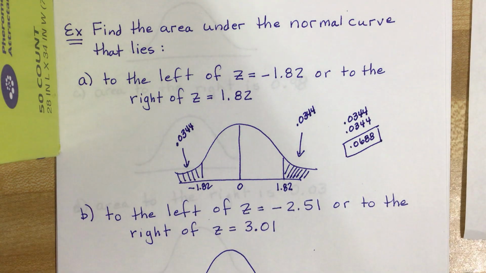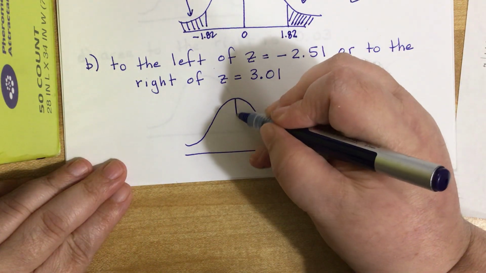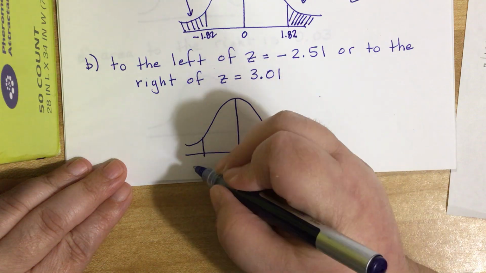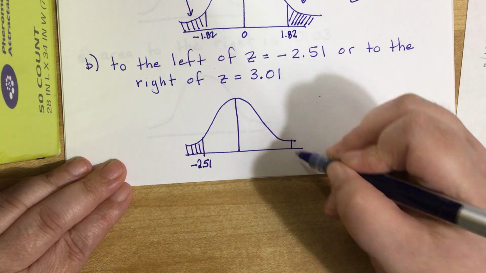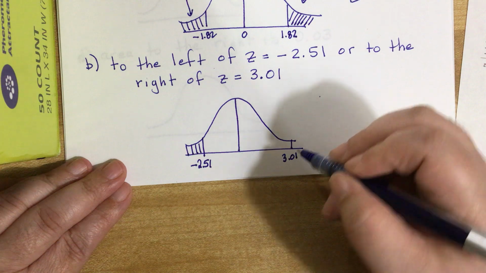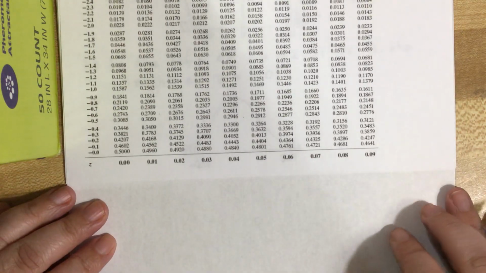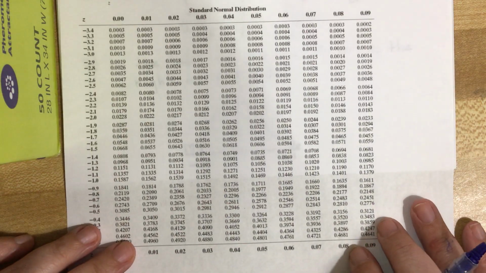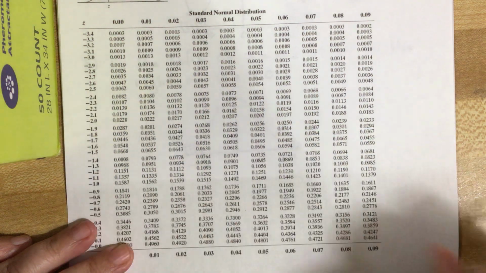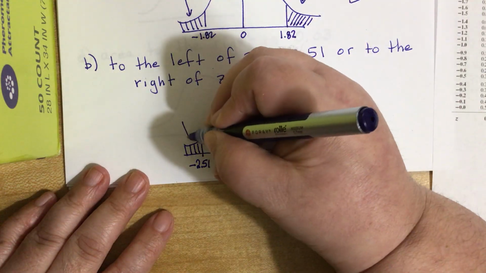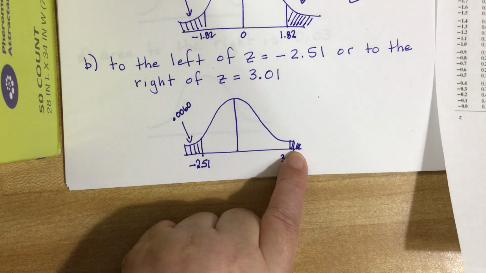So let's look at one where it's not the same value. So you've got negative 2.51, the area to the left of that, and we want the area to the right of positive 3.01. Okay, so I know when I look up negative 2.51, I've got negative 2.5 over to the 1 is 0.0060.